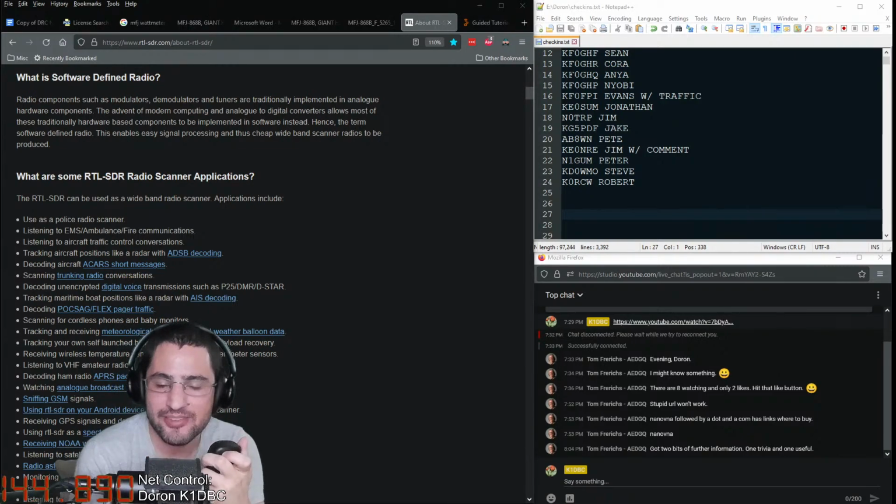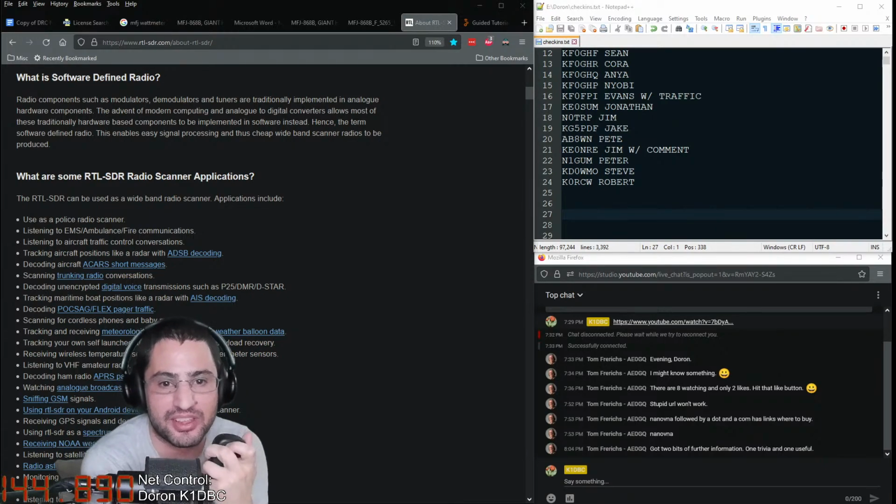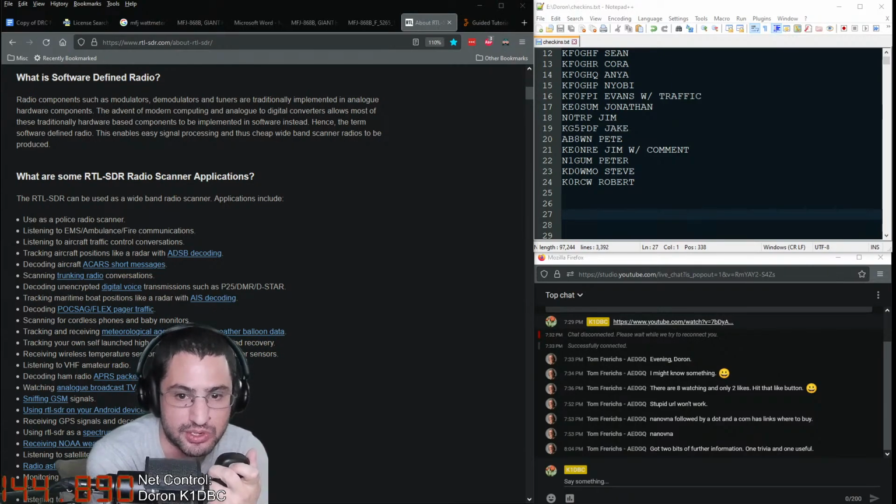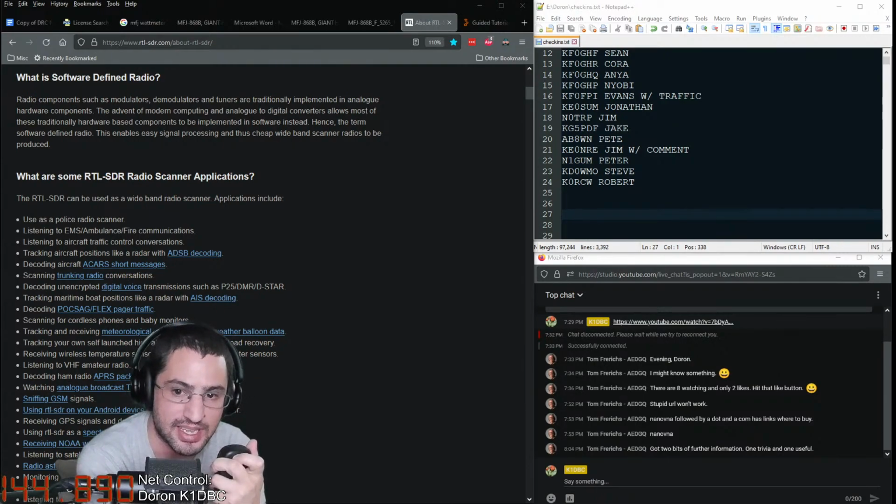All right. Very quickly here, the definition they have on their website, rtl-sdr.com, in answer to the question of what is software-defined radio: radio components such as modulators, demodulators, and tuners are traditionally implemented in analog hardware components. The advent of modern computing and analog-to-digital converters allows most of these traditionally hardware-based components to be implemented in software instead, hence the term software-defined. This enables easy signal processing and thus cheap wideband scanner radios to be produced. So very high level there, very quick definition.